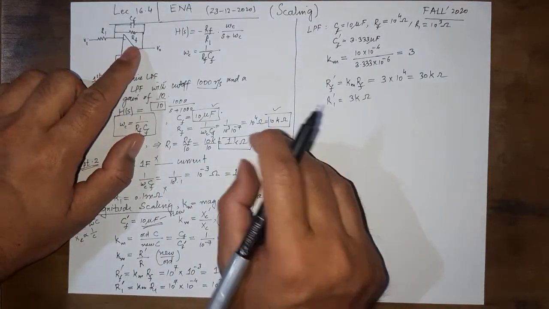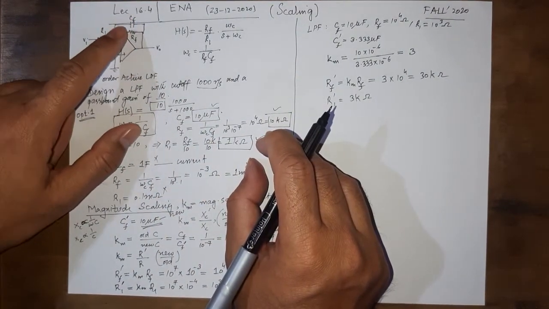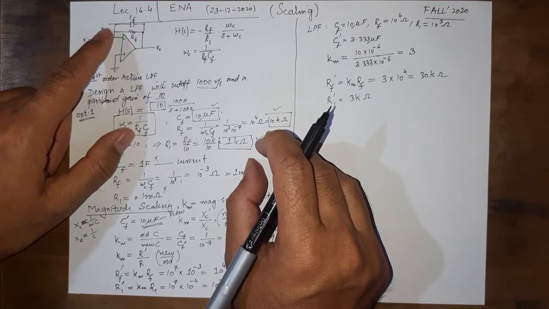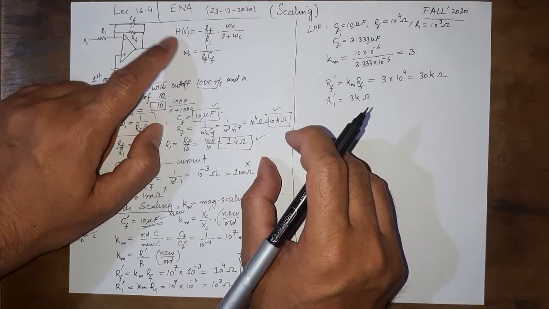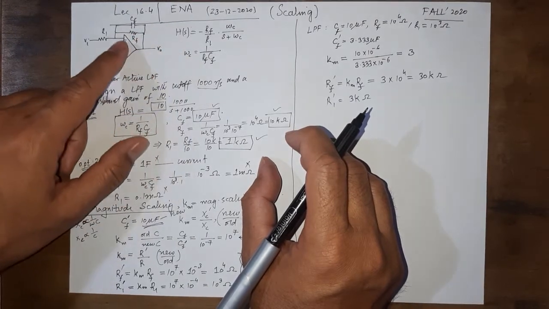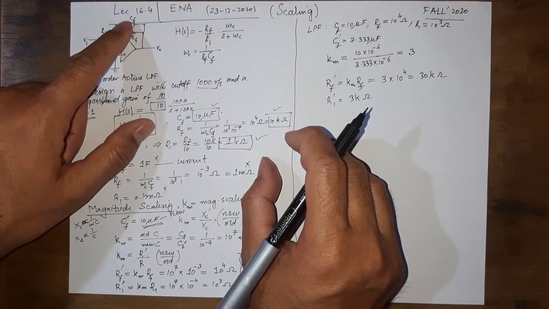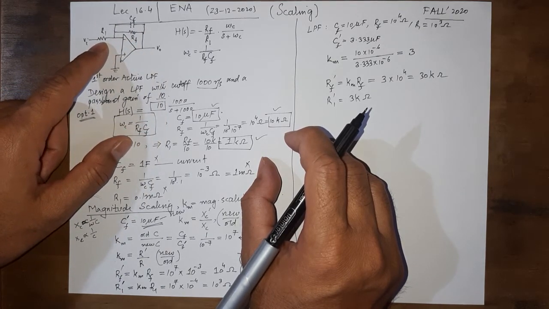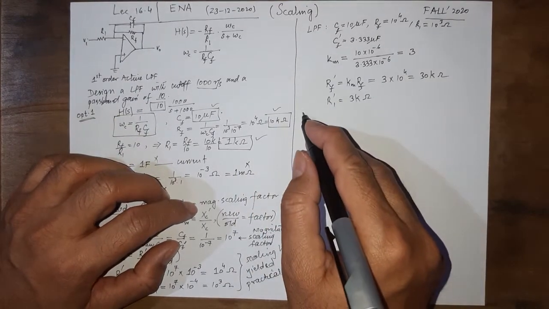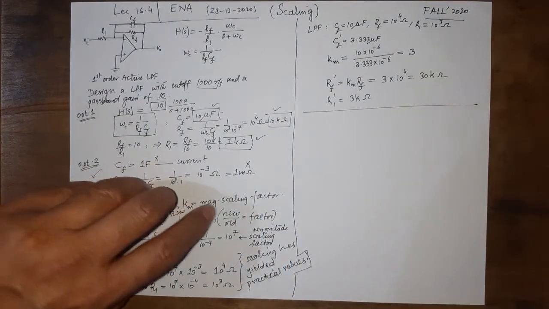So this circuit with a 10 microfarad capacitor, 10 kilo ohm and 1 kilo ohm resistances would exactly be the same. We would have exactly the same transfer function as a circuit with a 3.333 microfarad capacitor and a 30 kilo ohm resistor and 3 kilo ohm resistor. So that's the power of scaling, and it's a very interesting topic.